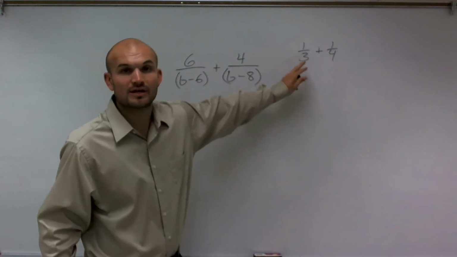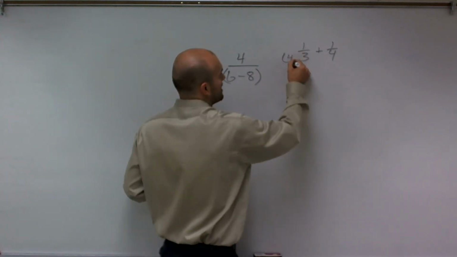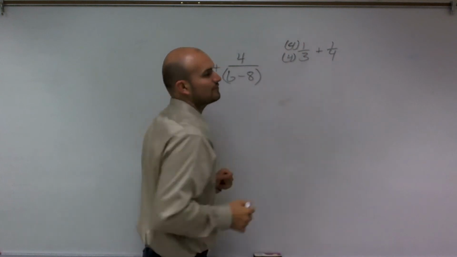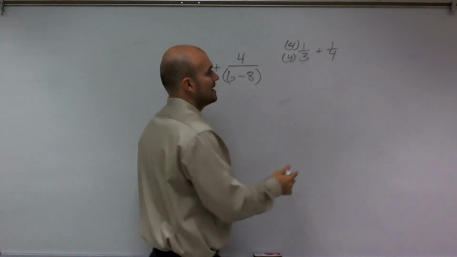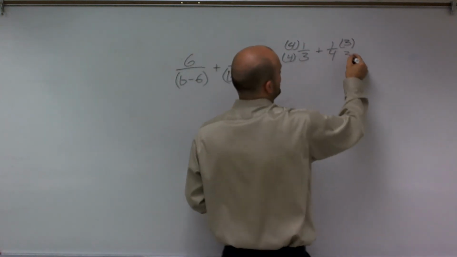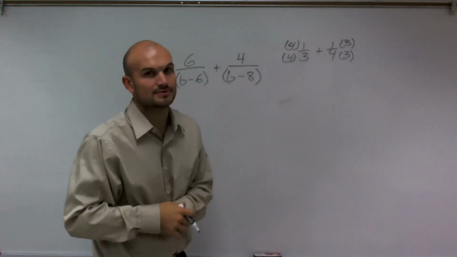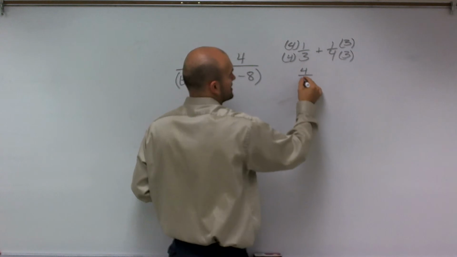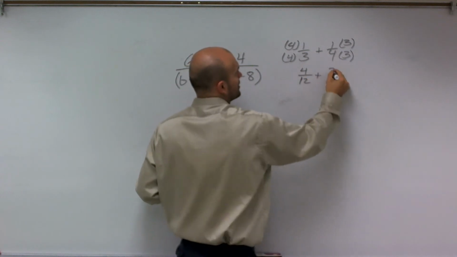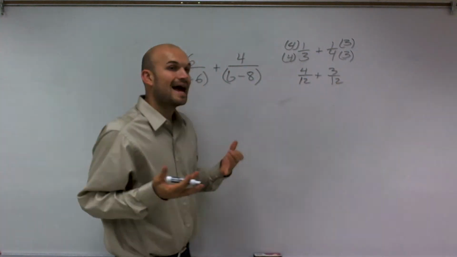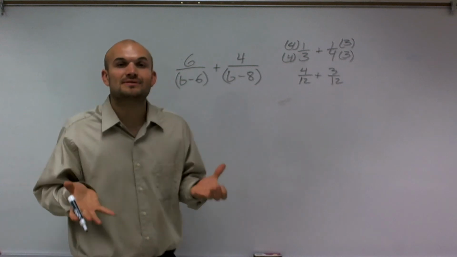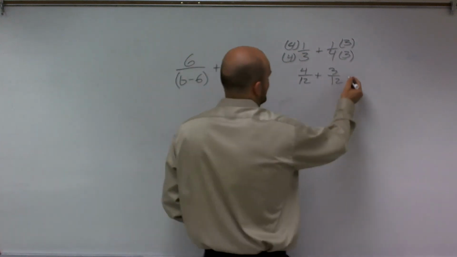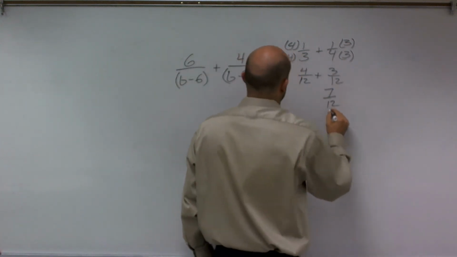So how do I get 3 to be 12? Well, I'm going to have to multiply by 4. To keep equivalent fractions, I have to multiply 4 on the top and the bottom. And I'm going to do the same with 3 and 1/4 on the other fraction. So therefore, when I multiply across, I get 4 over 12 plus 3 over 12. Now, I have the same denominator. I can add them across, so I get 7/12.